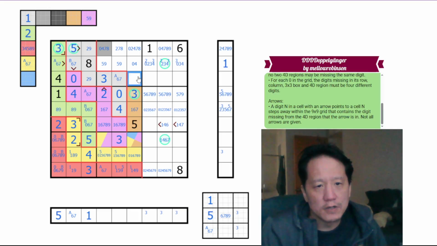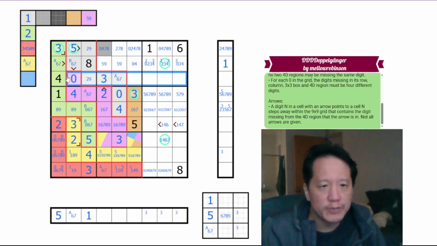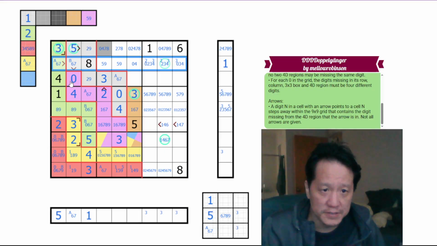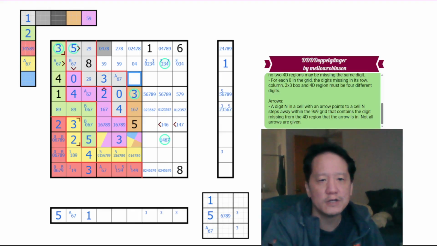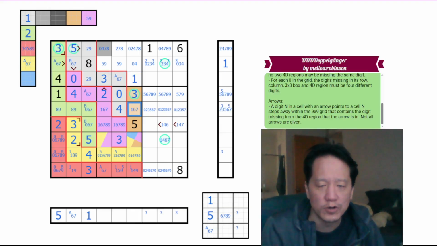Remaining digits of... Oh, we cannot be missing a 1 in row 3. We're missing a 1 in row 2. Right, because this 0 is missing a 1 in the box. It cannot be missing the same digit in the row. So where's 1? Can't be here because of 1 in the box, and none of these can be 1, so this has to be 1 here, which means this can't be 1 here.